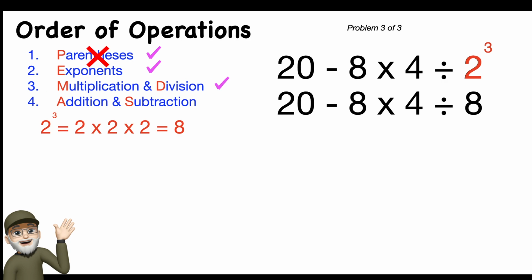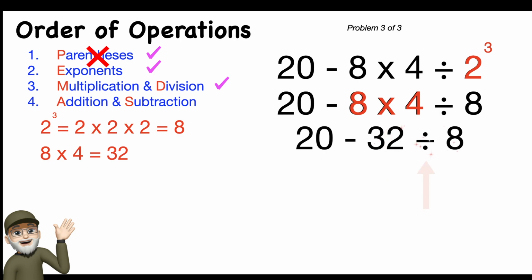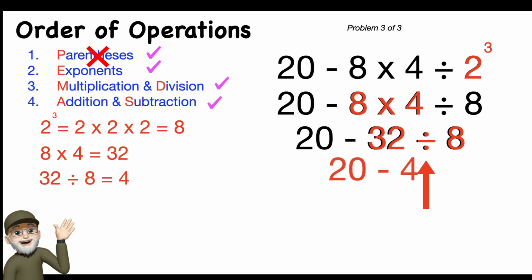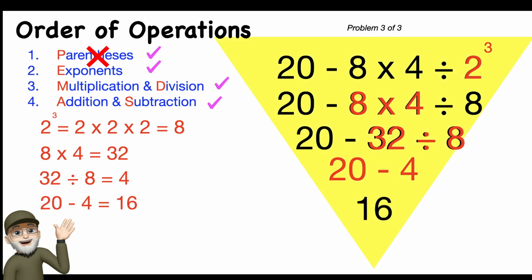Next, we do multiplication and division. Notice that we have both. So the rule is that we work from left to right. We will start with the 8 times 4. That would equal 32. And then we'll do the division step. 32 divided by 8 is equal to 4. Last, we do addition and subtraction, which is 20 minus 4 is equal to 16 for our final answer for this expression.